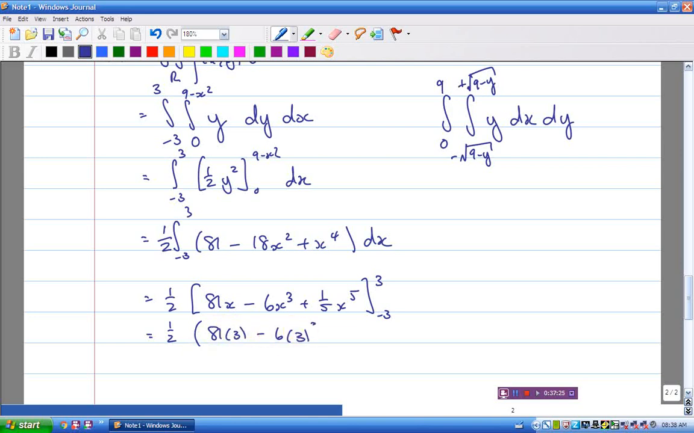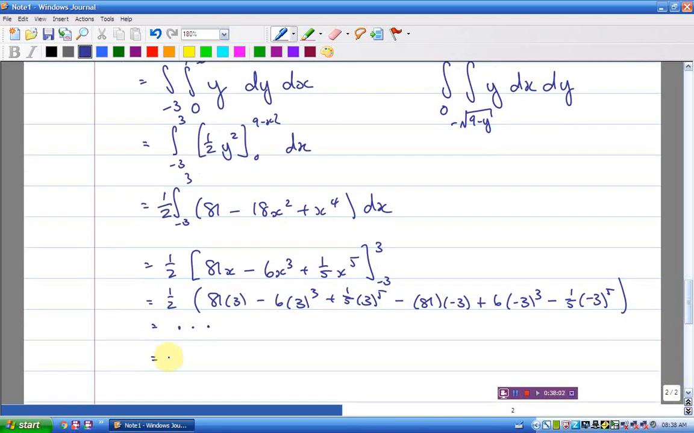I'm going to have a 6 times 3 cubed. I'm going to have a 6 times 3 times 5. And I'm going to have subtract 81 times minus 3, plus 6 times minus 3 cubed, minus a fifth times minus 3 to the 5. Okay, and you can work those out, but see how they're going to double up. Because I have an 81 times 3, and I have a plus 81 times 3. The other has a minus, the other has also got a minus. And we're going to have a plus one fifth, and that's also going to be plus. So everything's doubling up. It's all ugly fractions, and it gives 129.